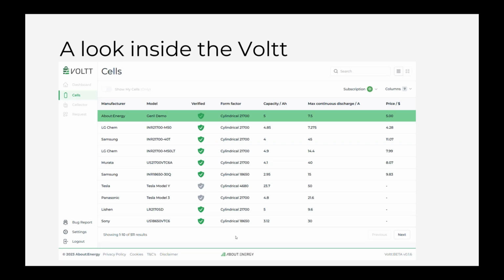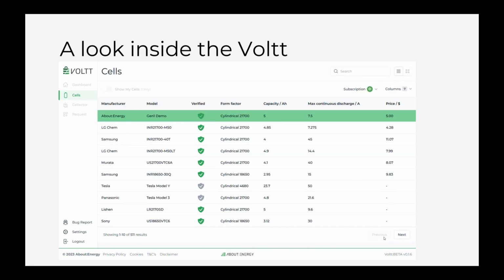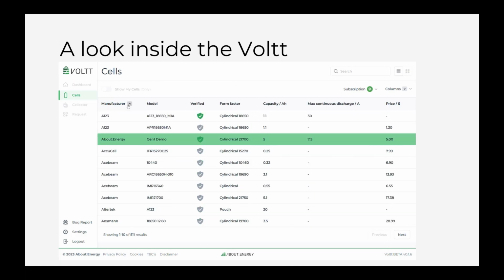So now let's have a look inside the Vault. The Vault is this huge database of lots of different cells. You can see here there's actually 511 cells listed from lots of different sites. You can see a range of manufacturers from LG, Molicel, Samsung, etc. And here we're providing lots of high-level information on the cells. This is often taken from cell data sheets and scraped from the internet.